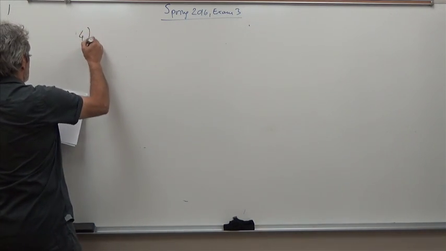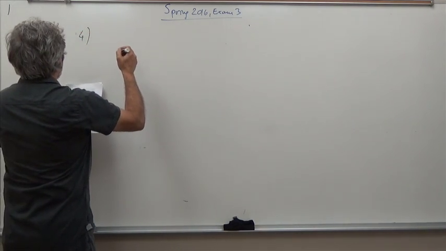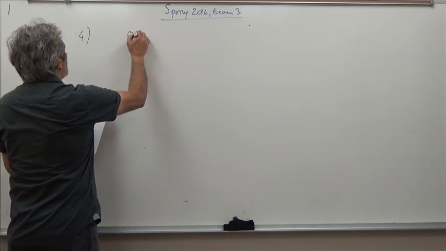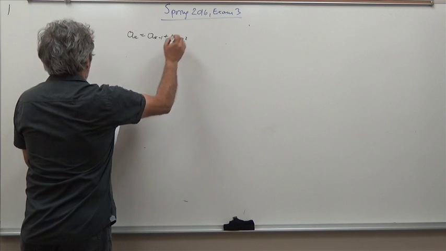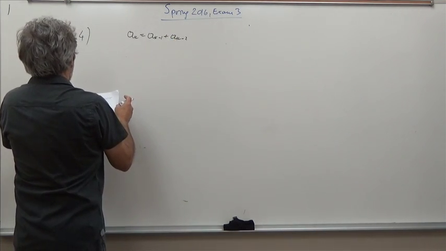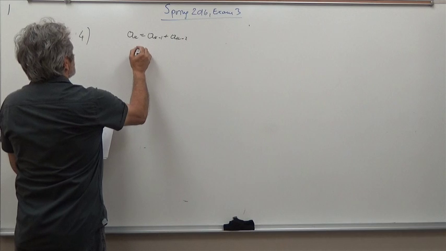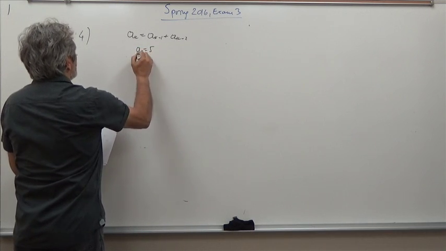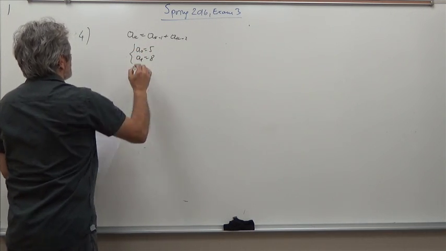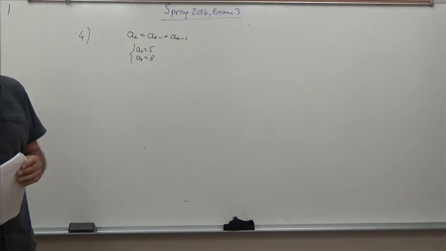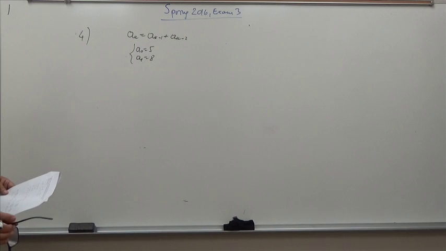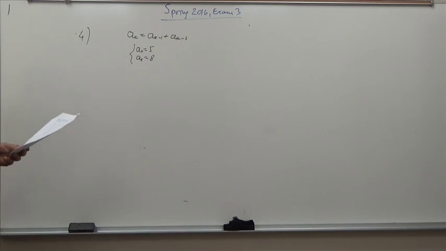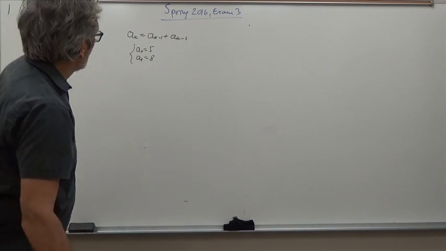Number 4, here is again AK equals AK minus 1 plus AK minus 2, and conditions are A0 equals 5, A1 equals 8. So this one will be a little more calculationally demanding. If you remember, we did that in our lecture. So this is the Fibonacci sequence. We will change the initial conditions. So what would that be?